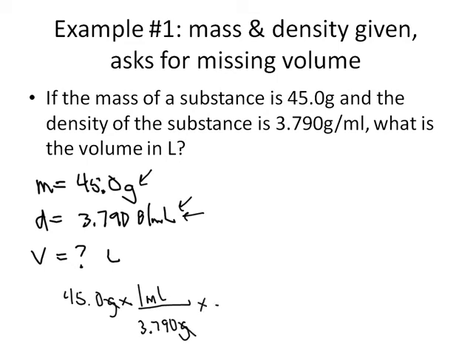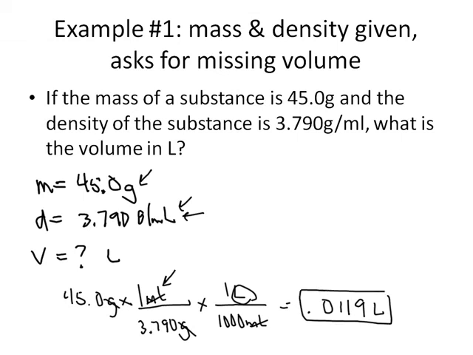Now, I'm not finished, but I am heading in the right direction because now I'm no longer in a mass unit, I'm in a volume unit. But I need to be in liters. So my last step is to take my milliliters and change to liters. So liters cancel, and look, there's liters. So in terms of math, it's 45 divided by 3.790 divided by 1,000. And I get 0.0, and I need 3 sig figs, 119 liters. And there's my answer with 3 significant figures.